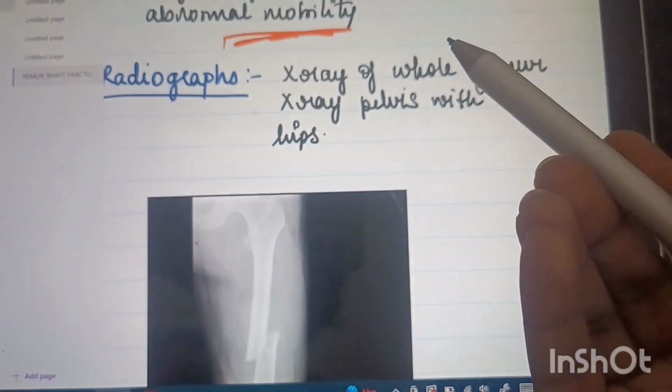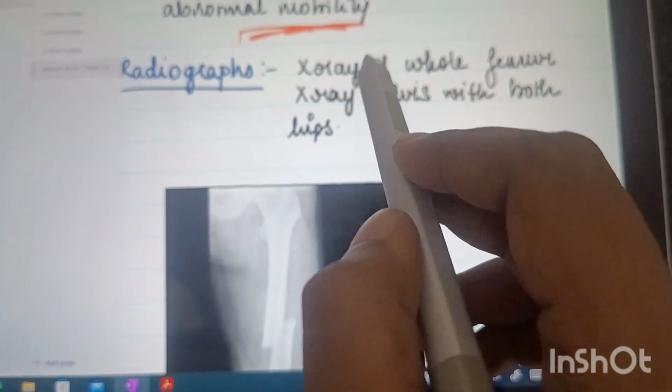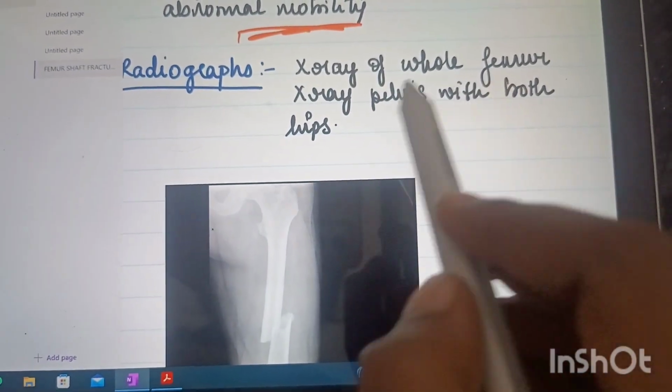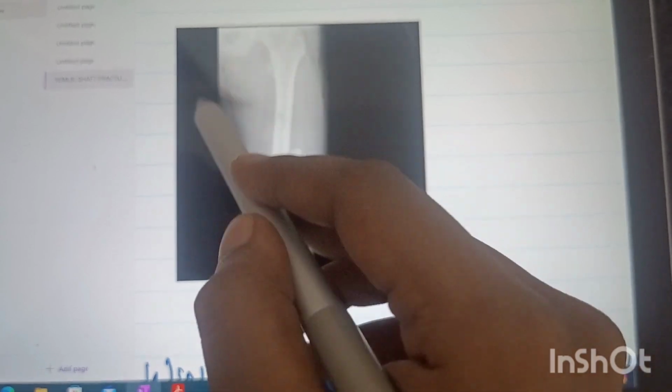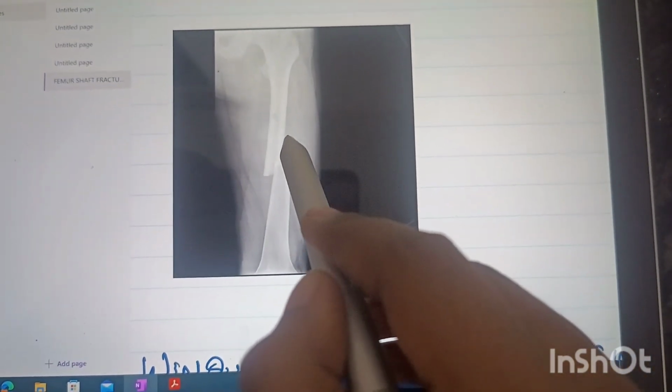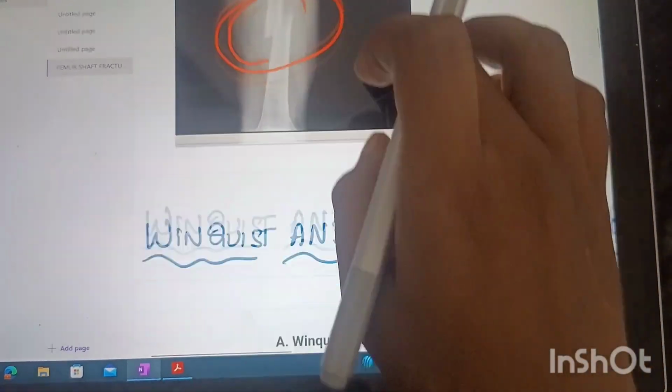Next comes radiographs. What radiographs you have to take when a patient comes to you with these clinical features are X-ray of whole femur and X-ray pelvis with both hips. So this is a radiograph of whole femur showing there is fracture present in the middle 1/3 shaft.